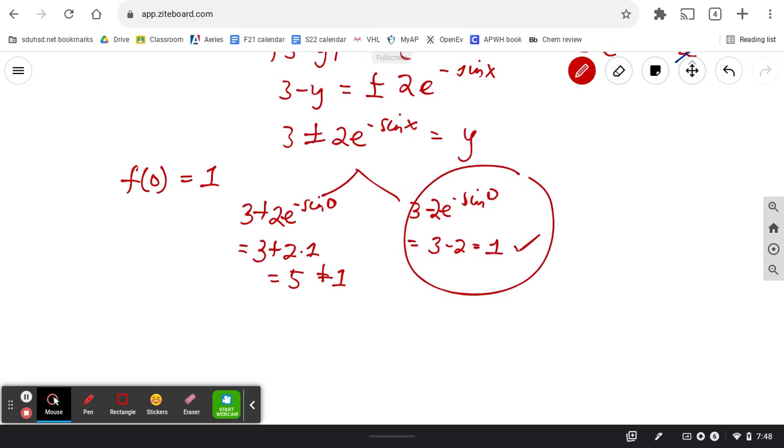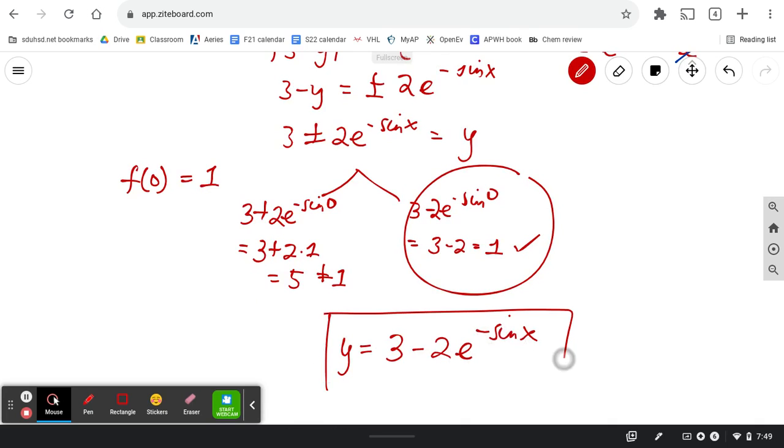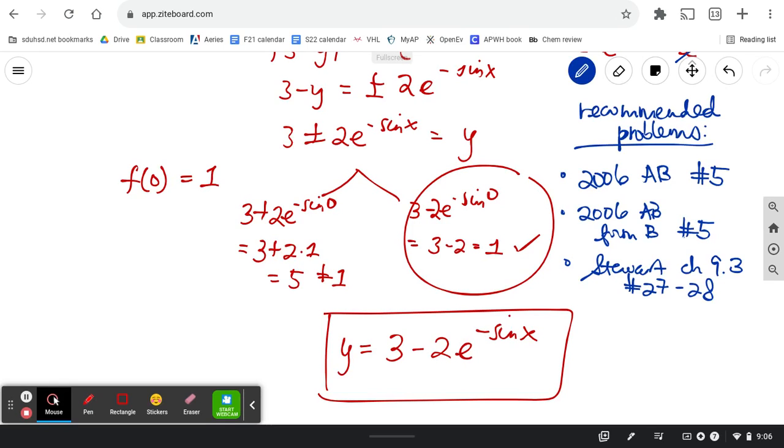So our actual y, the particular solution, will be 3 minus 2e to the negative sine x. And always plug in these points just to double check that you've done everything correctly. So even if you have no idea where to start, always begin by separating your variables. That will at least earn you 1 point. And for further problems, see 2006 AB number 5, 2006 Form B number 5, and the Stewart textbook, section 9.3, numbers 27 and 28. Thank you.